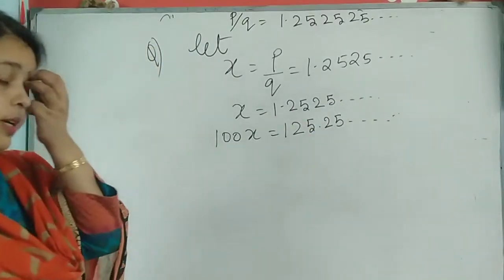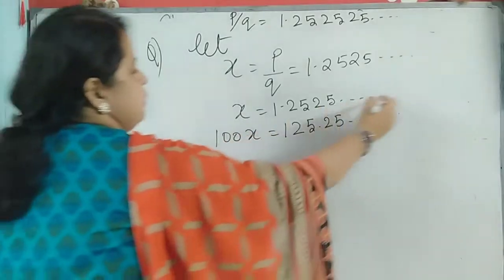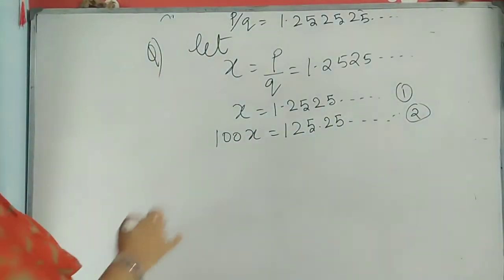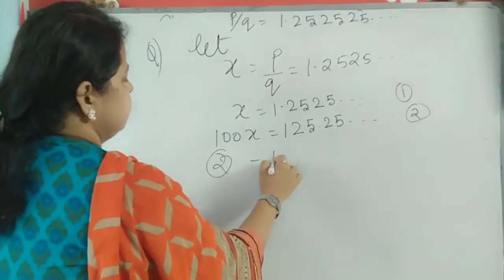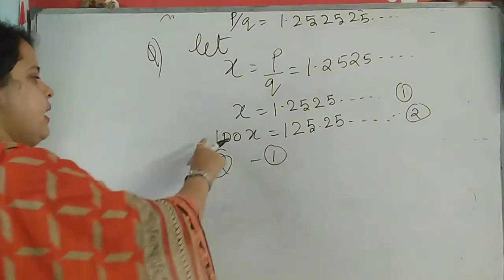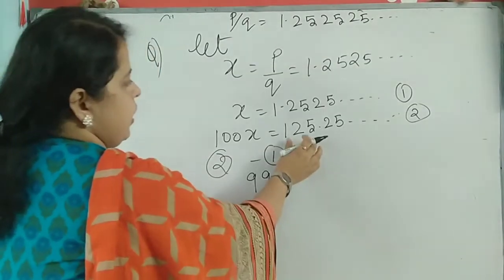See what I have multiplied? 100 on both the sides. So this 25 will come to this side. Say this is number 1, say this is number 2. Subtracting 2 minus 1, what are you getting? 100x minus x is 99x.